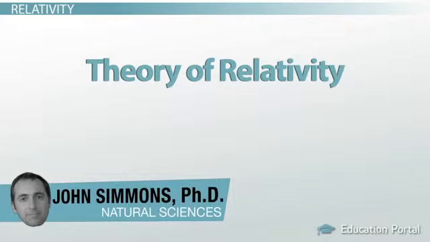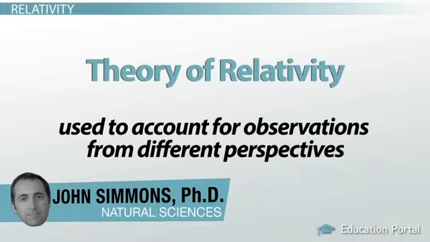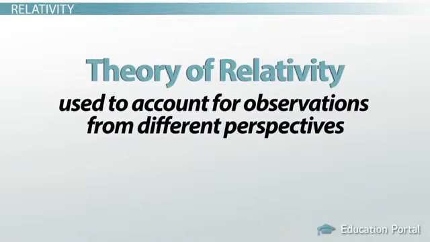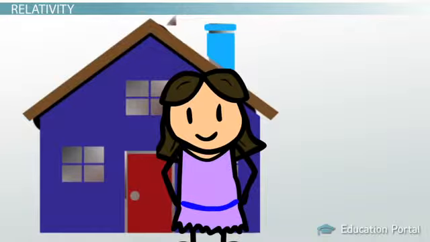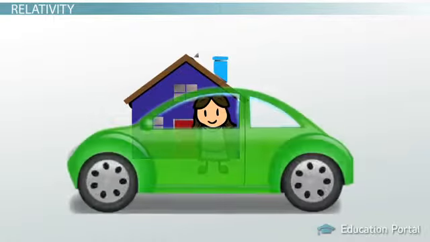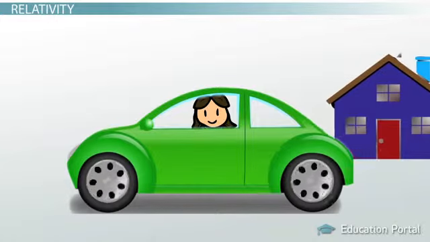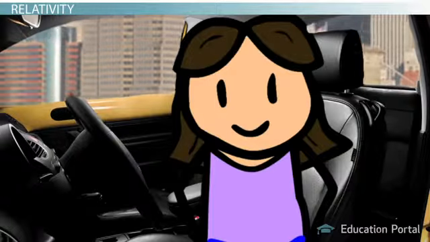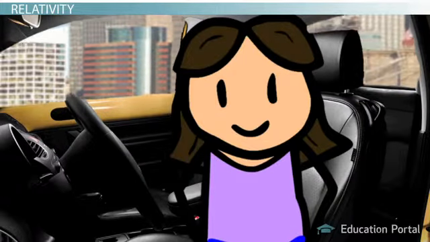The theory of relativity is used to account for observations from different perspectives. For example, objects appear to be smaller when they are viewed from a distance. Additionally, motion is relative to the perspective of the observer, as objects in a car appear to be still from the perspective of within the car.